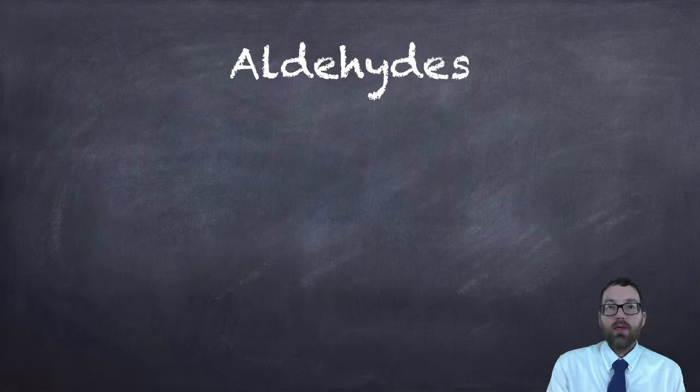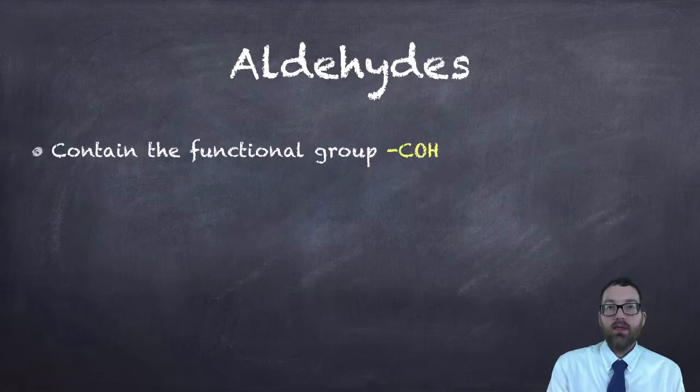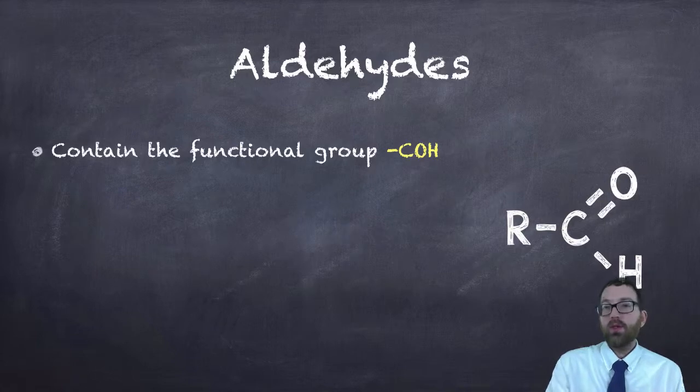Our next category is aldehydes, and they contain the functional group COH. So this is what it would look like structurally. The O is double bonded to the C, and then we have a single bond H.